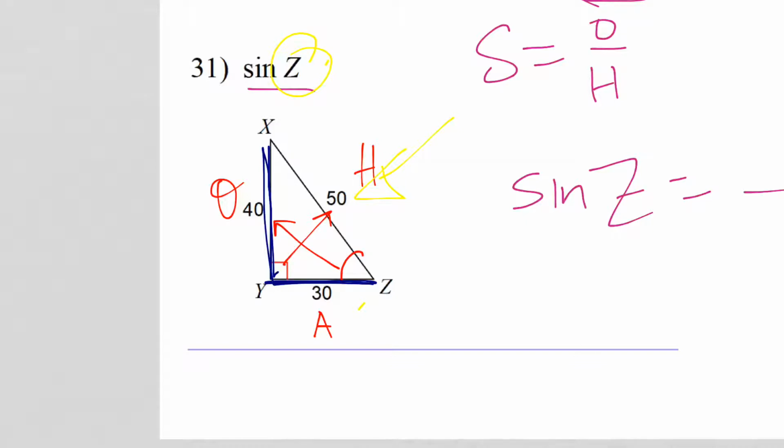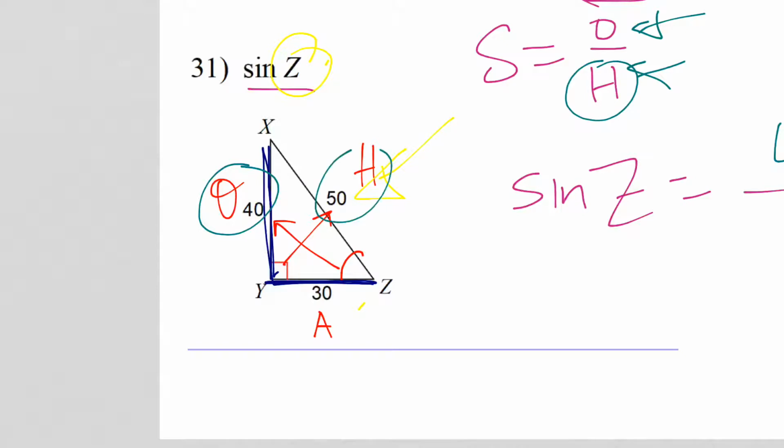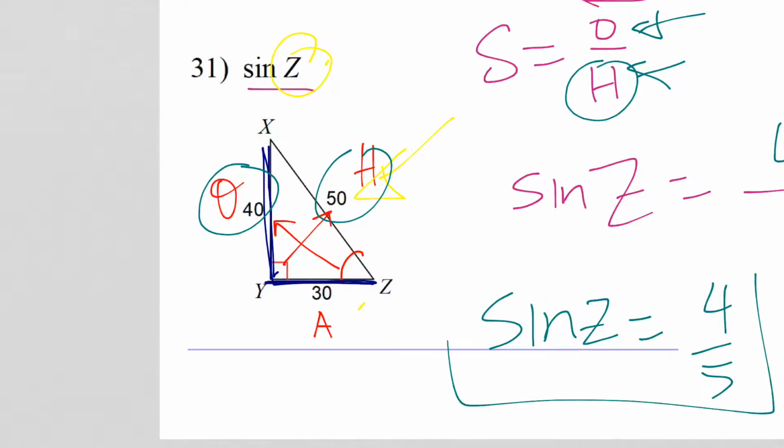So now I'm going to write my proportion. It's O divided by H. O is 40, and my H is 50. I could divide 40 and 50 by 10, so I can reduce this to 4/5. So on your final, the reduced form will be there.